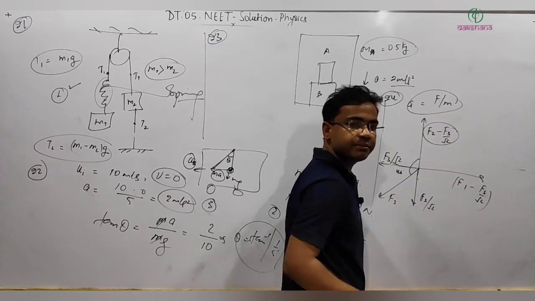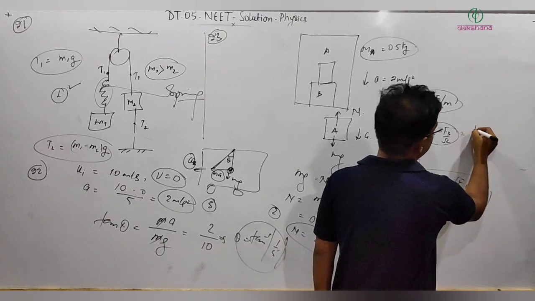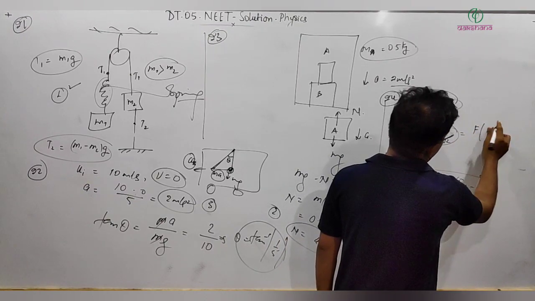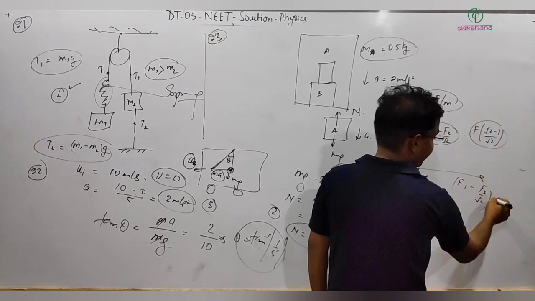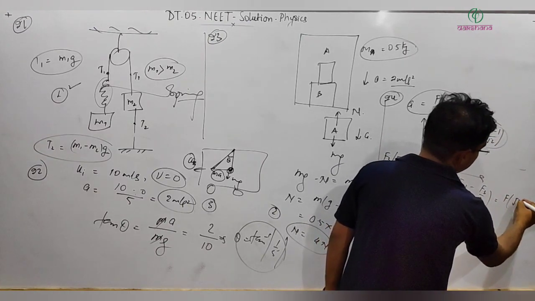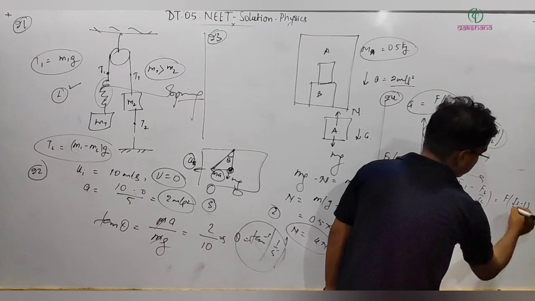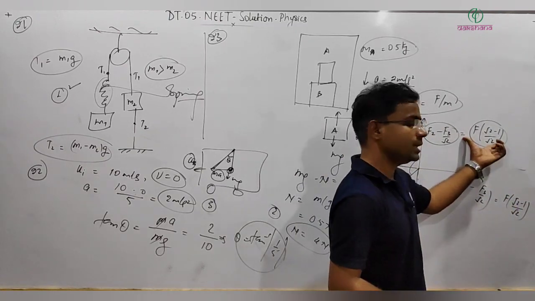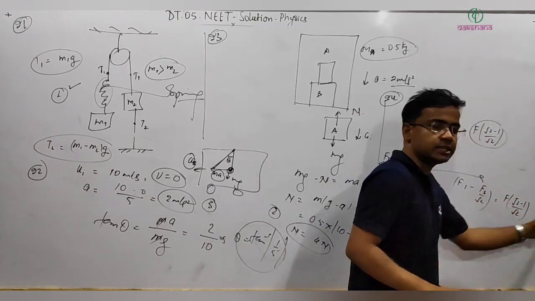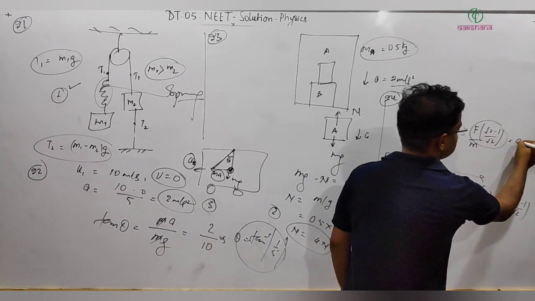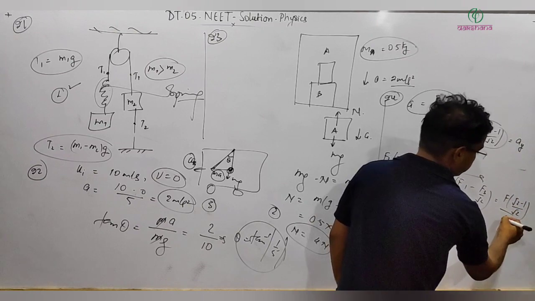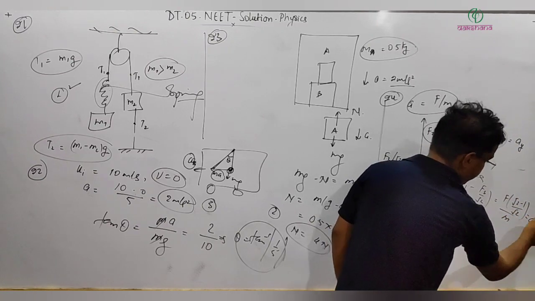Because F1, F2, F3 are equal, so this I can write F1 minus, I can take it F times root 2 minus 1 by root 2. And here also it will be F times root 2 minus 1 by root 2. So these are net force acting in y direction, x direction. Acceleration I can write divided by mass will be the acceleration ay, divided by mass will be the acceleration ax.